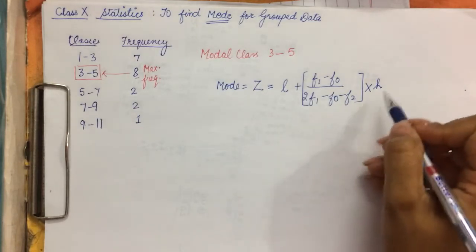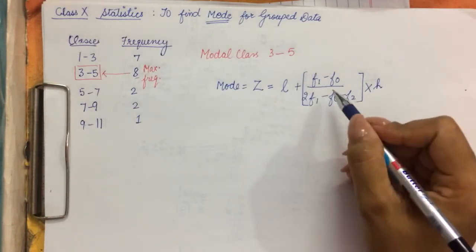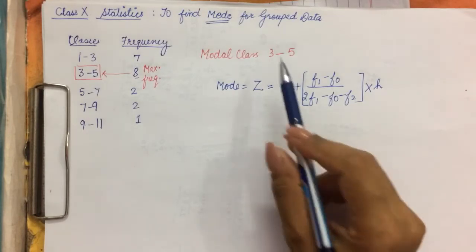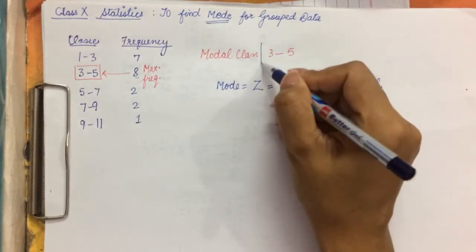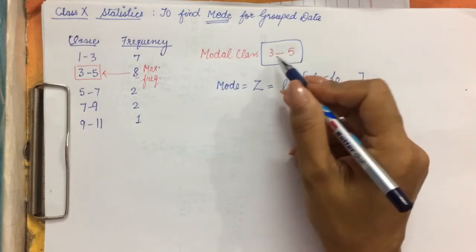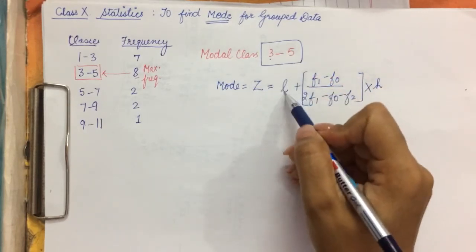Now what are these representations? Why am I using so many values here? L is the lower limit of the modal class. So my modal class is 3 to 5. L will be the lower limit of this class, which is 3. So L is the lower limit.